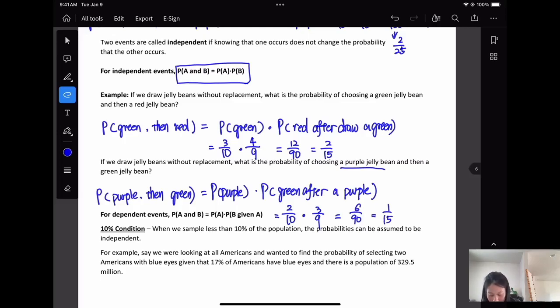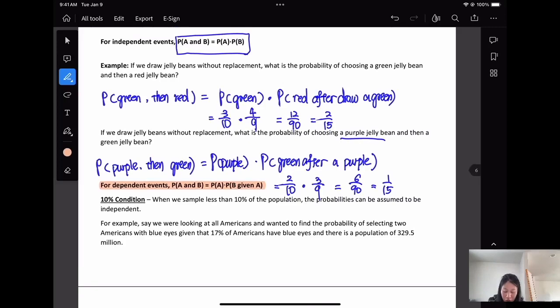All right, so here it says that for dependent events, which is our previous case, because after you draw one out, you change the total number of beans, P(A and B) is equal to P(A) times P(B given A). The given is the conditional probability. So the 10% condition: when we sample less than 10% of the population, the probability can be assumed to be independent.